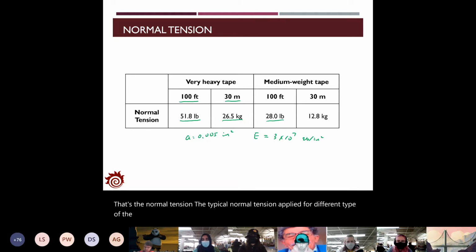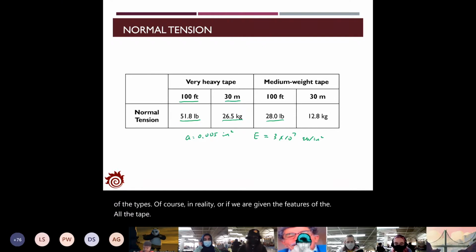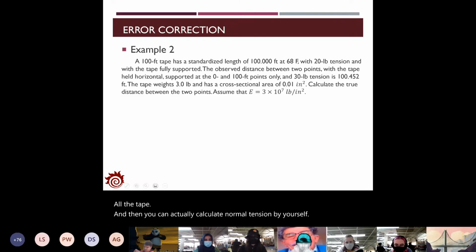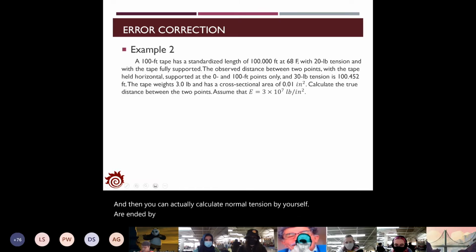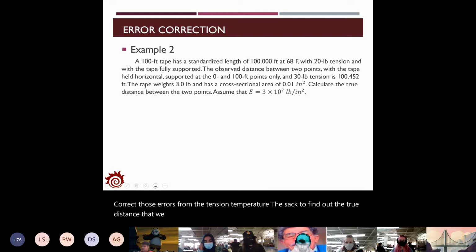Of course, in reality, if we are given the features of the tape, you can calculate the normal tension by yourself. And then, by knowing all the different types of errors, we can see how to correct those errors from the tension, temperature, and the sag, to find the true distance that we measured from the tape. We will go through two examples. The first one is simpler.